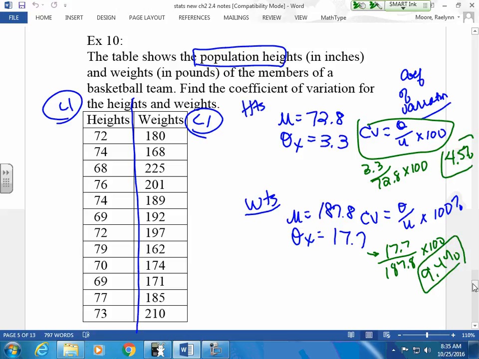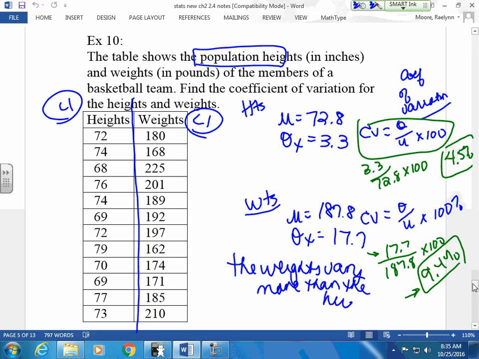So now, if I look at these percents, this tells me which has more variability. Which one varies more, the weights or the heights? What would you think? The weights. The larger the number, the more variability. So we could say that the weights vary more than the heights. The weights have a higher variability than the heights do.